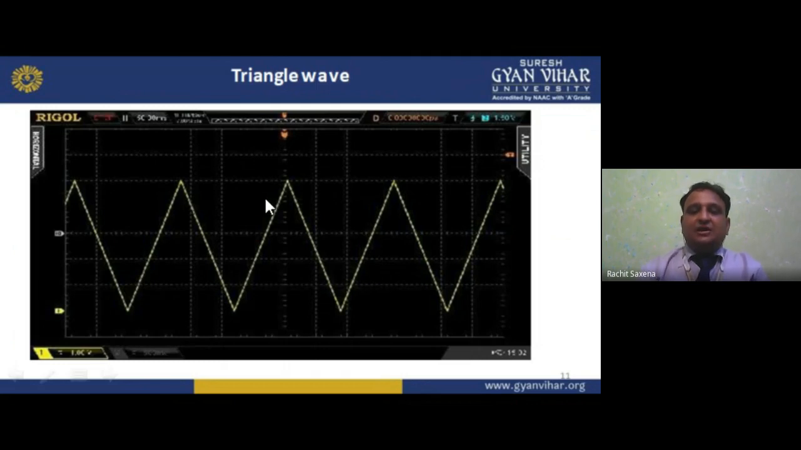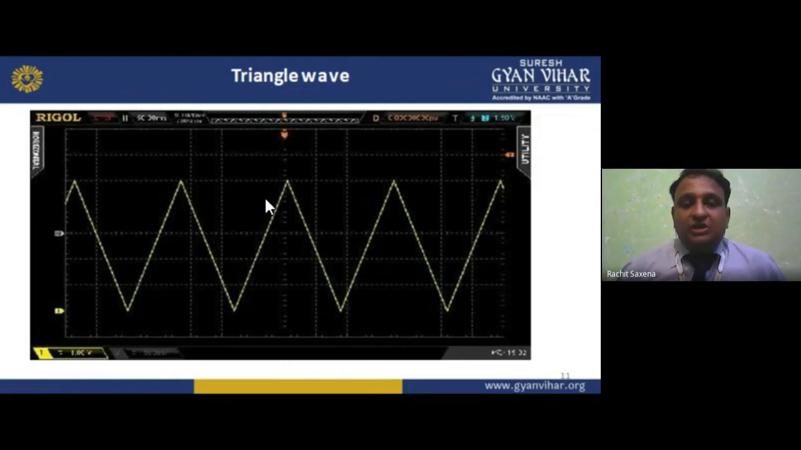This type of wave you can find in the CRO. CRO is what? Cathode ray oscilloscope. I hope you understand the CRO thing. The purpose of CRO, why do we use the CRO?